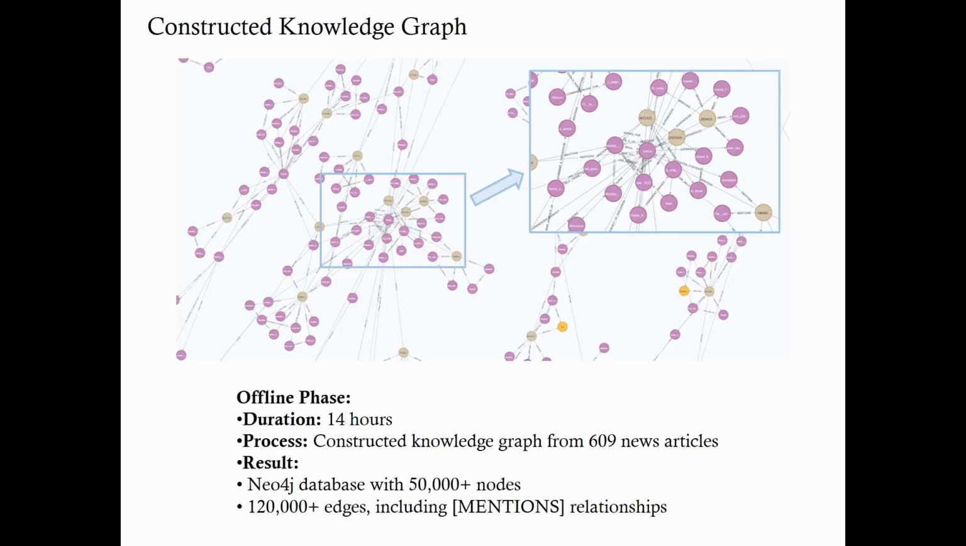And here's the constructed knowledge graph from the offline phase that we ran. It took about 14 hours to index all of those 600 news articles, resulting in a Neo4j database with around 50,000 nodes and 100,000 relations, also including the mentions relationships that connect documents to entity nodes.